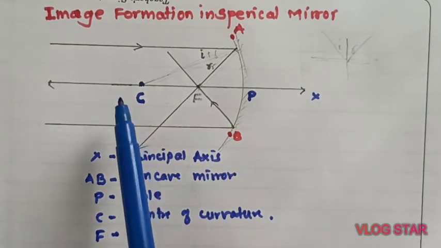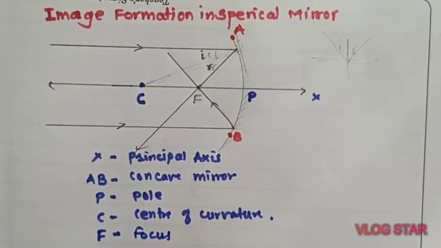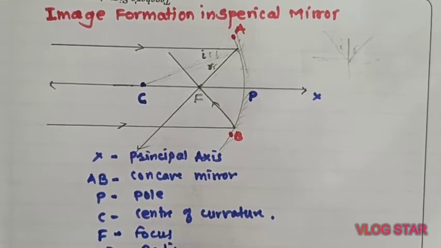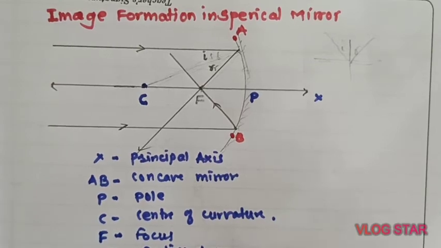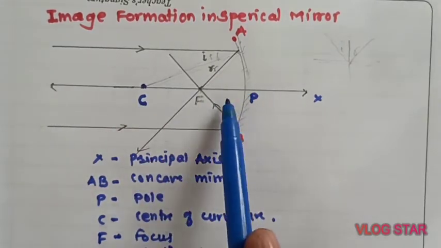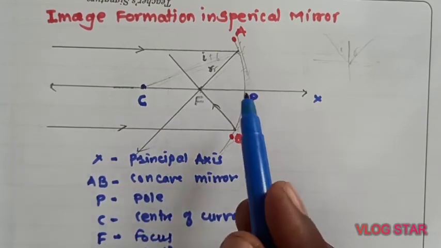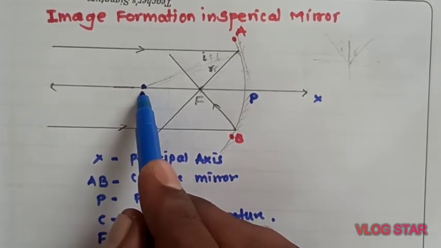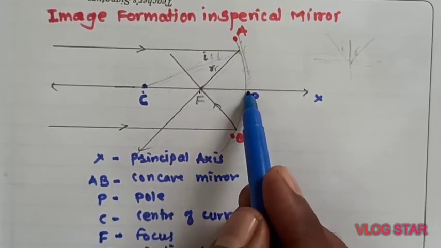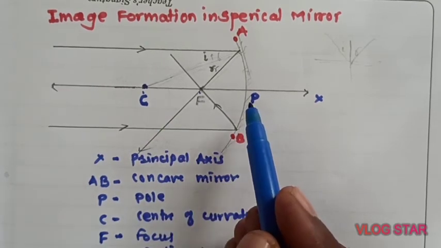And what is the relation between them? So what do we call CP? CP is the radius of curvature. So it is a curve, and it will have a radius. And what is the focus? Focus is the midpoint of CP. So suppose CP is 4, we have taken CP as 4. So this length FP would be 2. So F is exactly the midpoint of CP. So that is the relation.